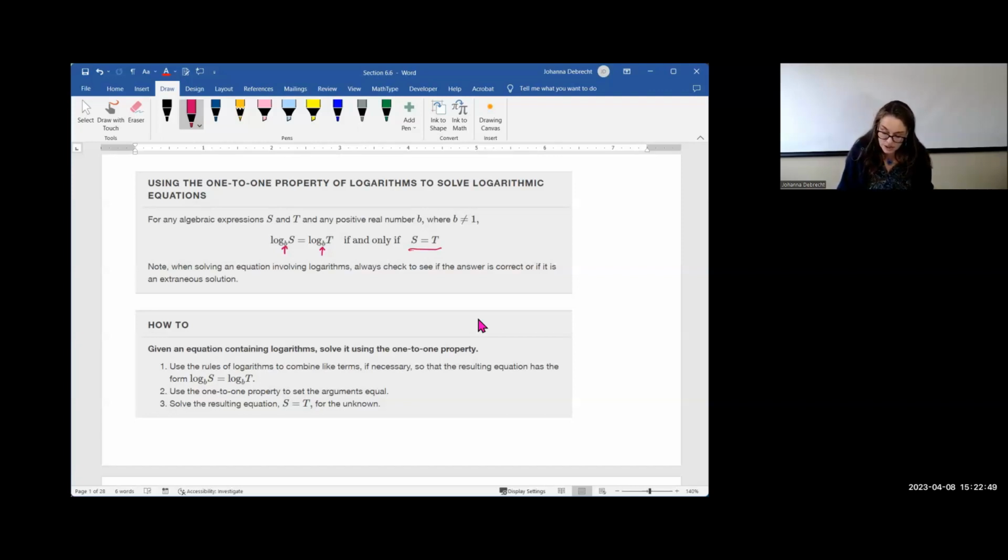So in other words, if I had something that looked like log base 5 of x equals log base 5 of 2, then I know that x has to equal 2, all right? Has to be that 2 value because the powers are equal, the logs are equal, and the bases are equal.